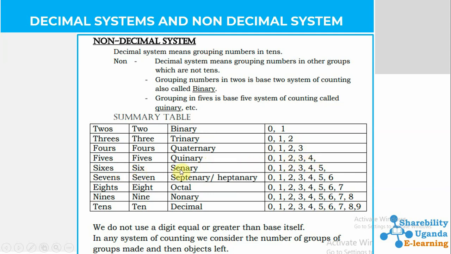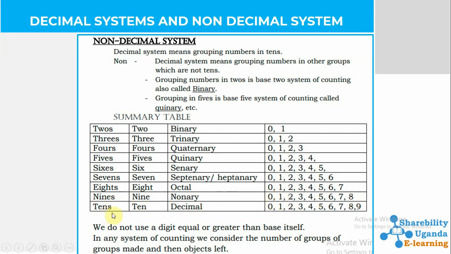When we group them in 6, we call it senary. That is 0s, 1s, 2s, 3s, 4s, and 5s. In 7s, we call it septenary or heptanary. In arranging them we say 0, 1, 2, 3, 4, 5, then 6. When we group them in 8s, we call it octal. Also this is the way they write them. When they are grouped in 9, we call it nonary. We write from 0 up to 8.